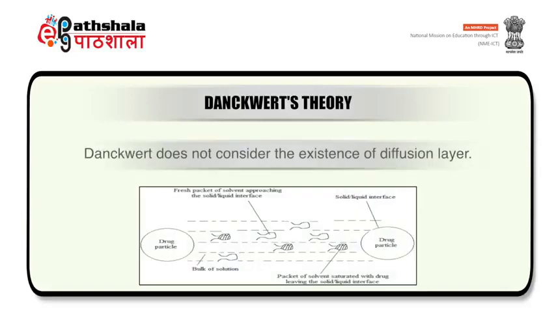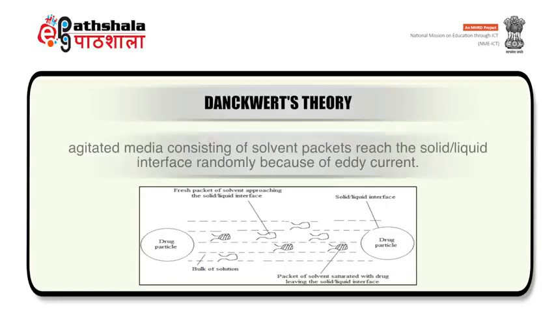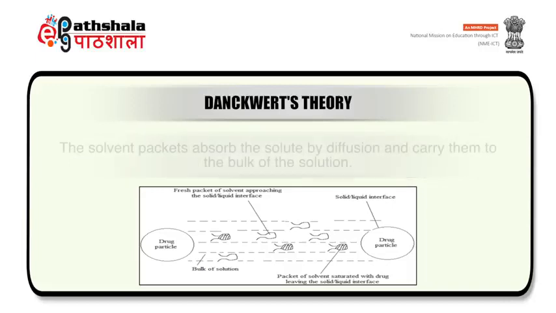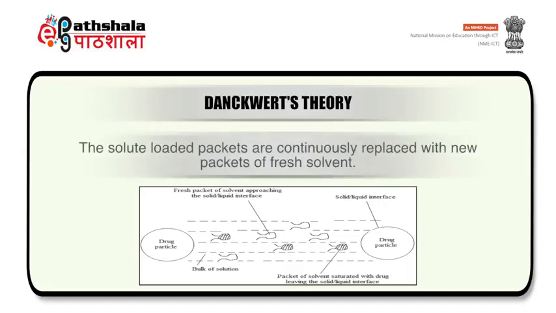Danckwerts does not consider the existence of diffusion layer. As you can see from the diagram, he suggested that in the dissolution media, there is turbulence at the solid-liquid interface, because of which the agitated media consisting of solvent packets reach the solid-liquid interface in a random manner because of the eddy current. The solvent packets absorb the solute by diffusion and carry them to the bulk of the solution. The solute-loaded packets are continuously replaced with new packets of fresh solvents.